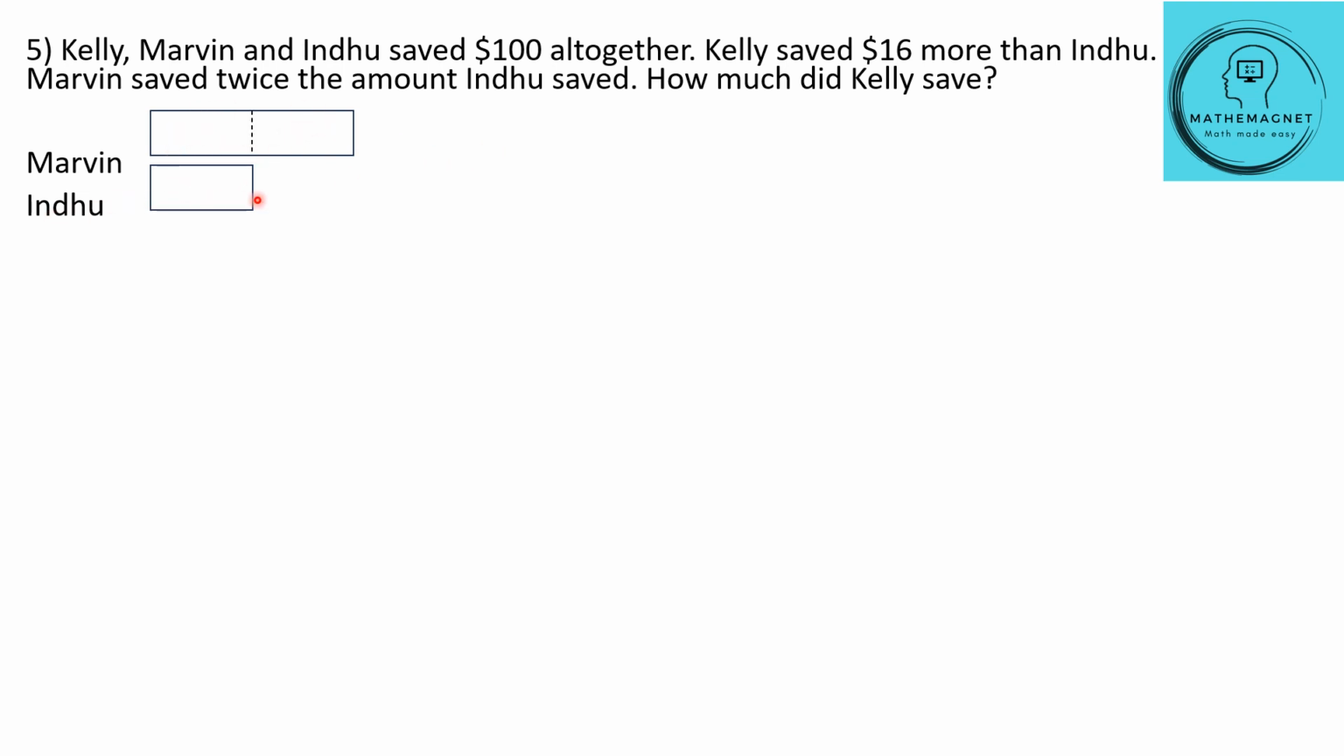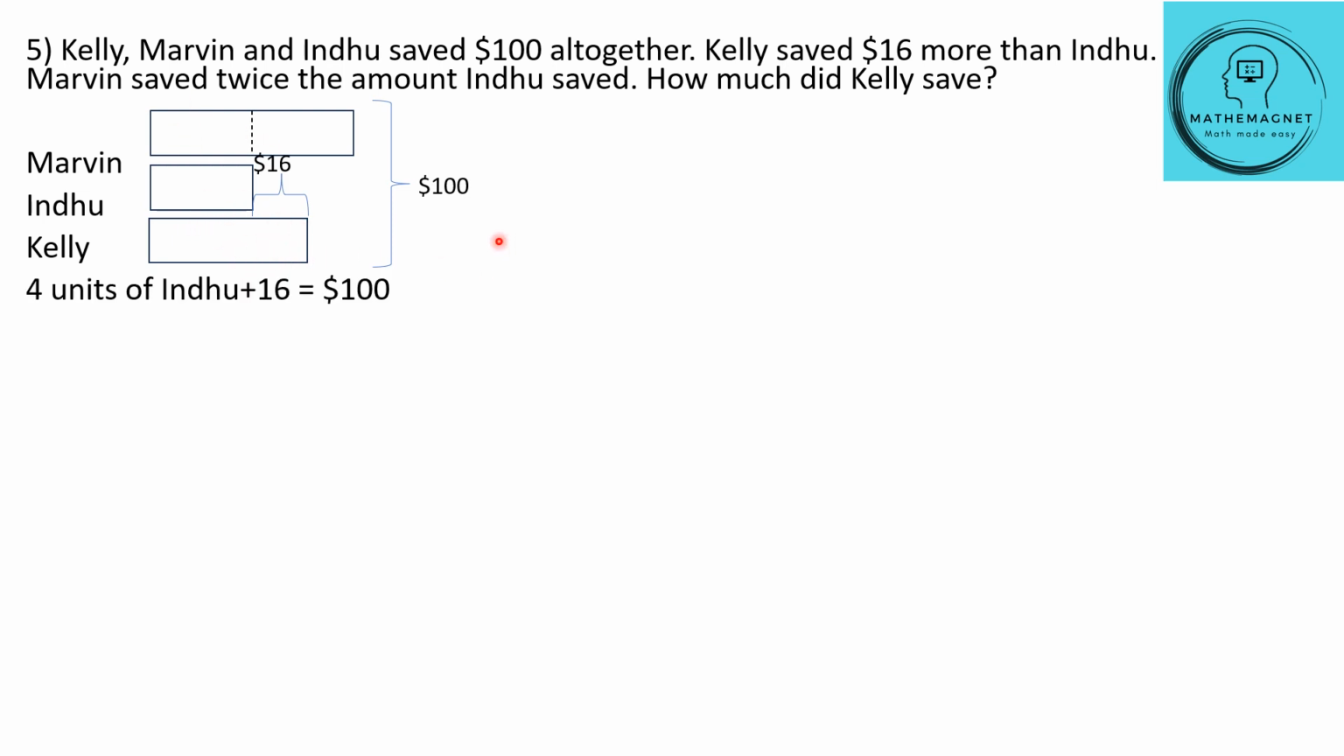So this becomes 3 equal units. Now coming to Kelly, Kelly has saved $16 more than Indu. So Kelly's box is slightly bigger than Indu's and the differential amount will be $16. And we also know the total value is $100. Now let's start solving. Here we can say there are 4 equal units plus $16 which will be equal to 100. There are 2 units in Marvin, 1 unit in Indu and 1 unit plus $16 in Kelly. So all put together will be equal to $100.